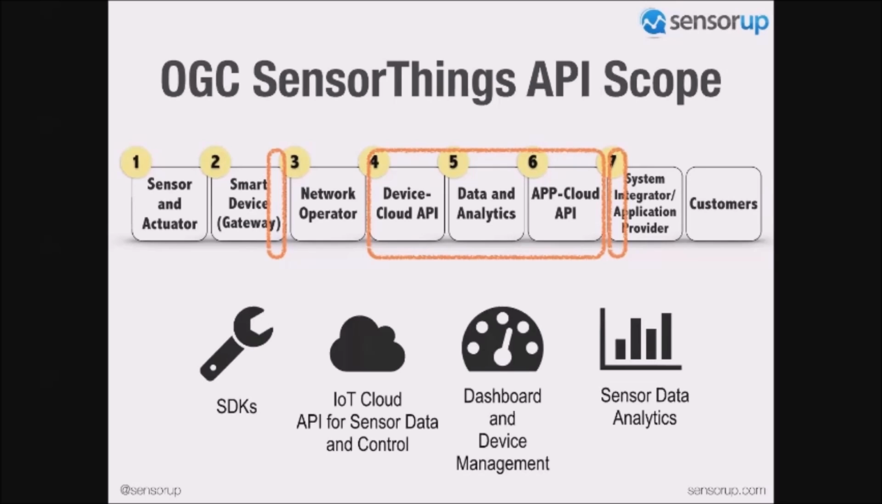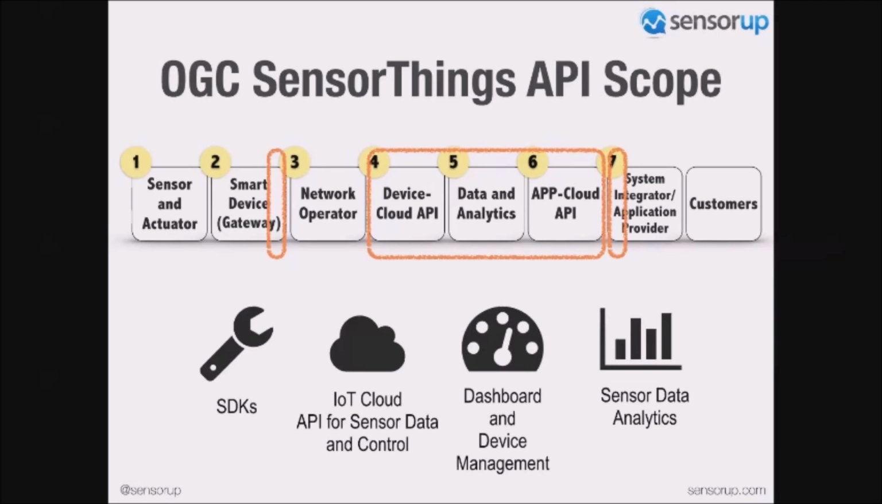So the number 2 is the smart device. So it allows the device to know a way to talk to the cloud. And 4, 5, 6 steps, actually, that's covered by OGC SensorThings API. And because it's the cloud API, right now, if you want to develop an application for IoT, you have 2 choices.